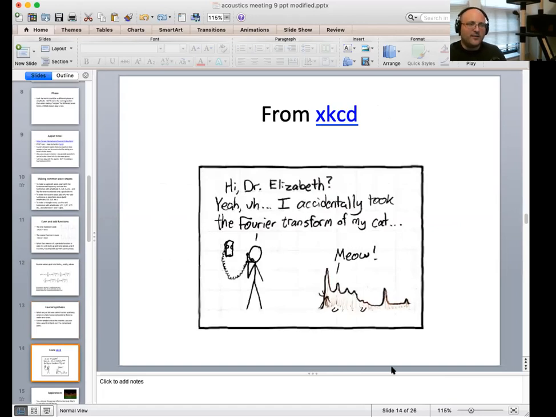So I like this XKCD comic, right? I took the Fourier transform of my cat. I don't know if you've seen many frequency spectra before, but this looks like a frequency spectrum of a musical instrument or something. They happen to draw it here like a cat, but what this graph would mean is you have particular peaks at particular frequencies. If this were something like speech or a meow, those peaks would be what we call formants. And those frequencies occur at particular places. For a speaker, it has something to do with the dimensions of your vocal tract system.